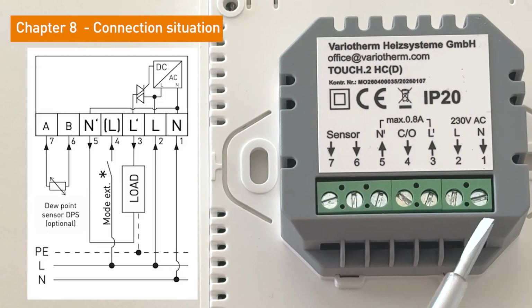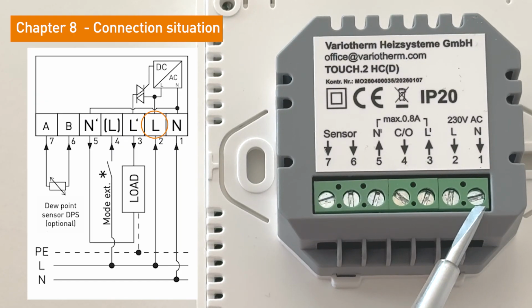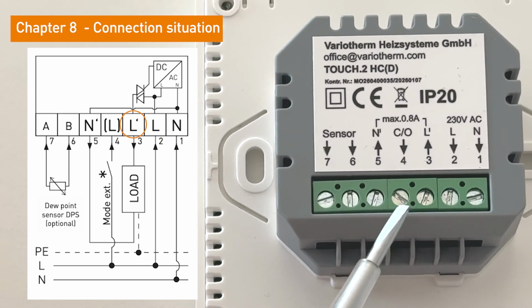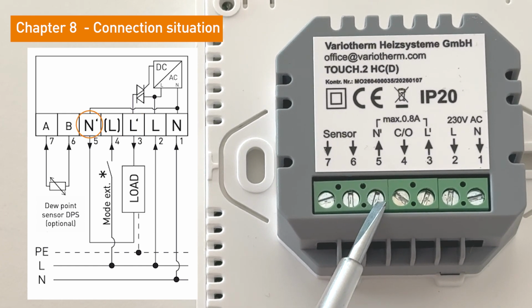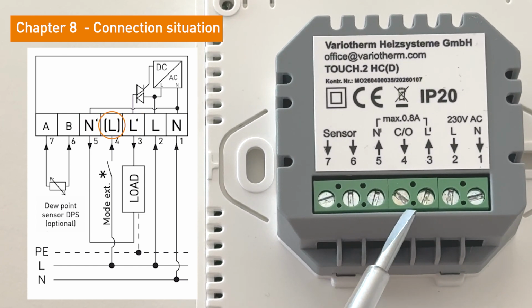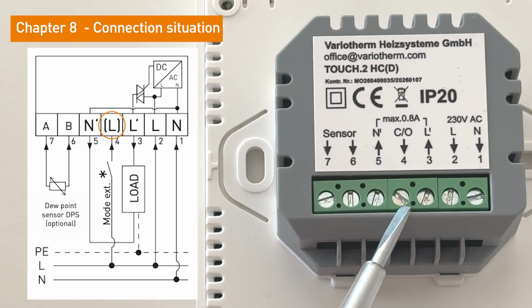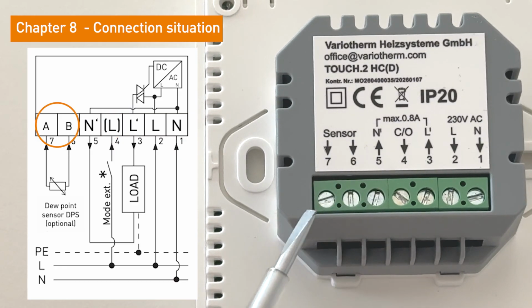Chapter 8. Connection situations. 1 is the neutral conductor. 2 is the phase. 3 is the thermoelectric actuator or load. 5 is the neutral conductor for the load. 4 is an optional connection for an external signal, such as a heat pump for automatic switching between heating and cooling mode. 6 and 7 are for the dew point sensor. This is optional.